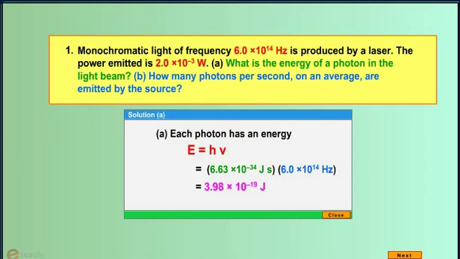Solution A. Each photon has an energy E equals h mu, where h is 6.63 into 10 raised to power minus 34 joule second and mu is 6 into 10 raised to power 14 hertz. Hence, E equals 3.98 into 10 raised to power minus 19 joules.